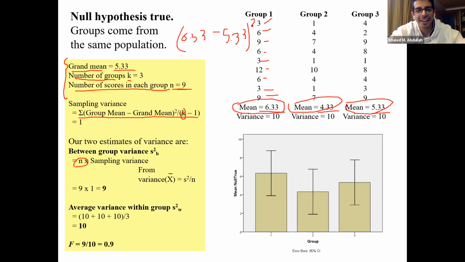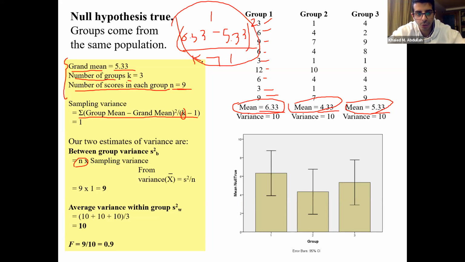And then you divide by k minus 1. So what is k minus 1? It'll end up being 2. So 6.33 minus 5.33 will be 1. 1 squared is 1. 1 divided by k minus 1 is going to be 1 over 2. This entire thing will become half.